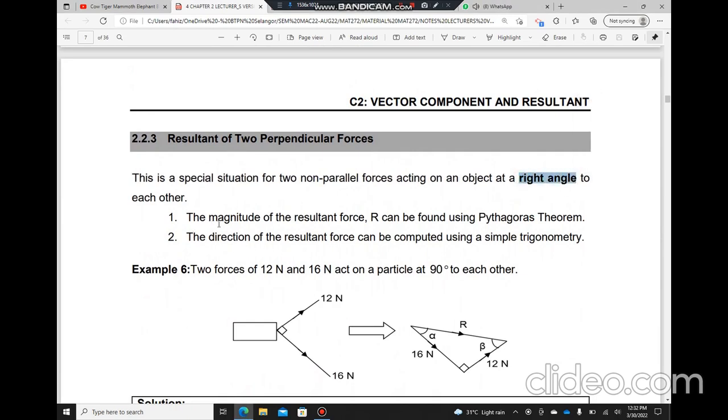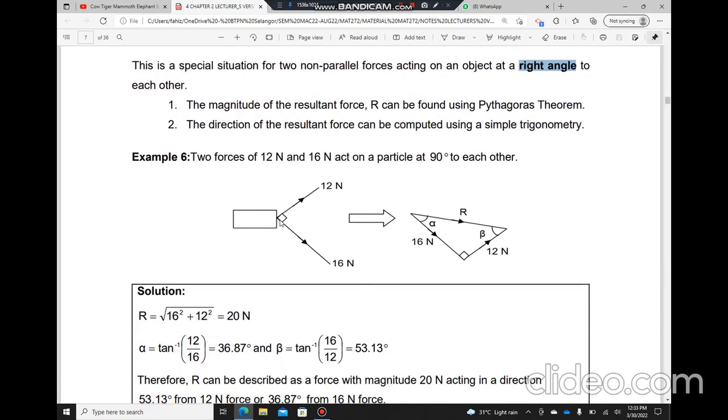Okay, first the magnitude of the resultant force R can be found using Pythagoras theorem. Then second, the direction of the resultant force can be computed using simple trigonometry. So yang ni lebih simple kalau angle dia ni adalah right angle, means 90 degree. Okay, so kita tengok contoh yang ni, example 6: two forces of 12 Newton and 16 Newton act on a particle at 90 degree to each other.